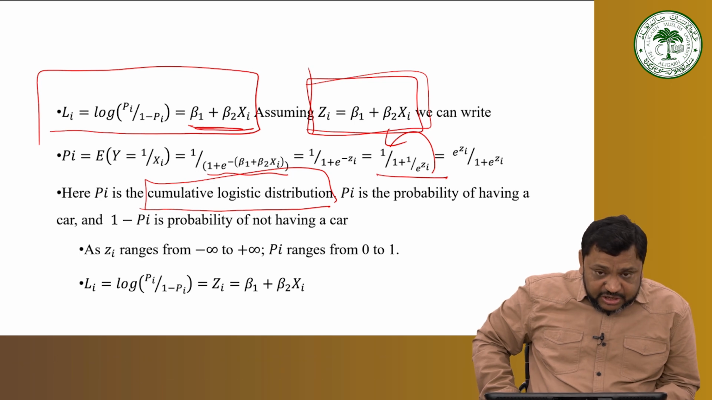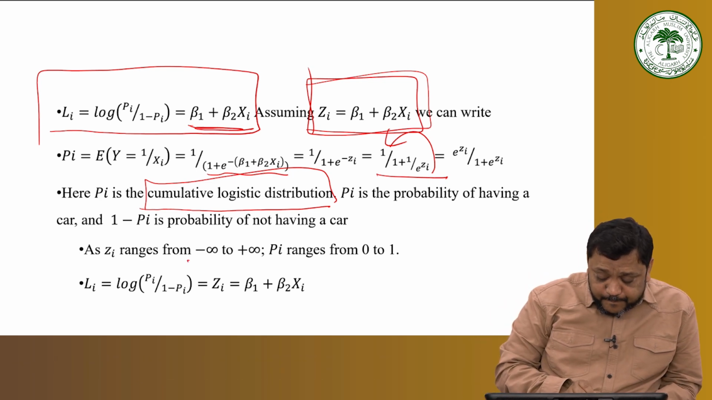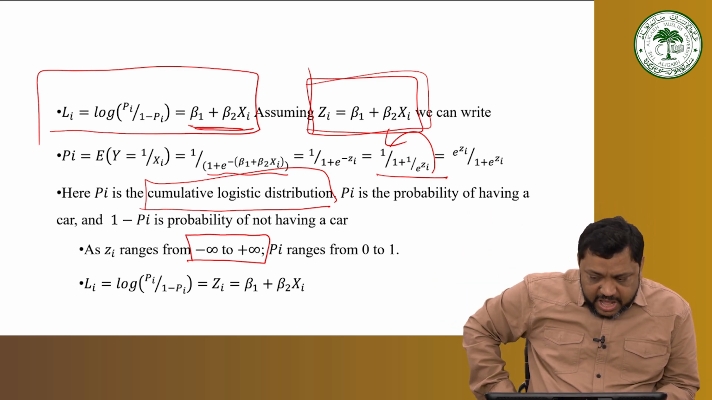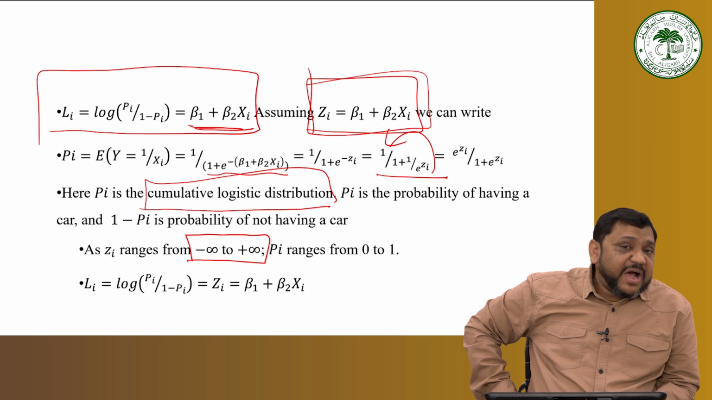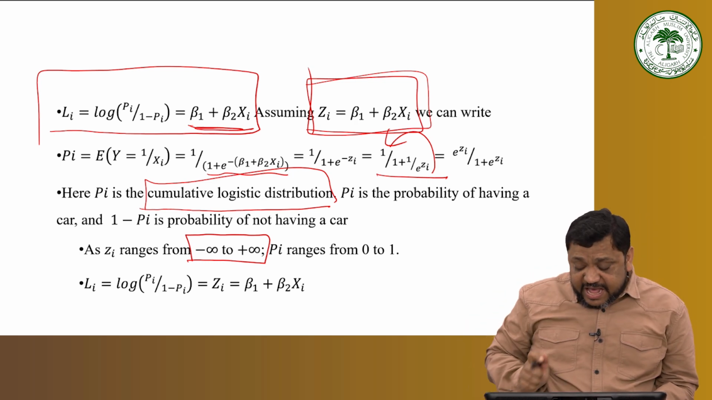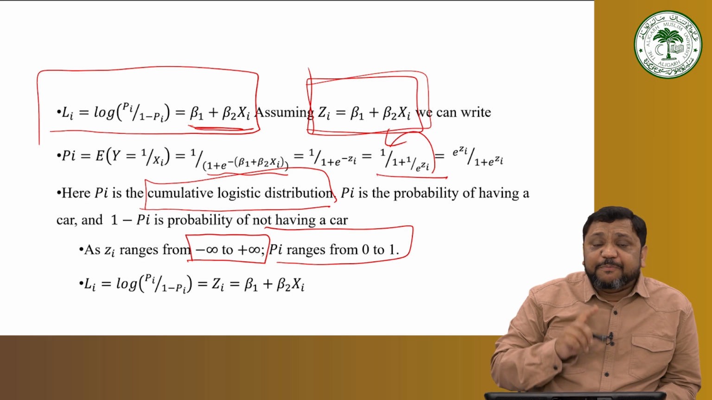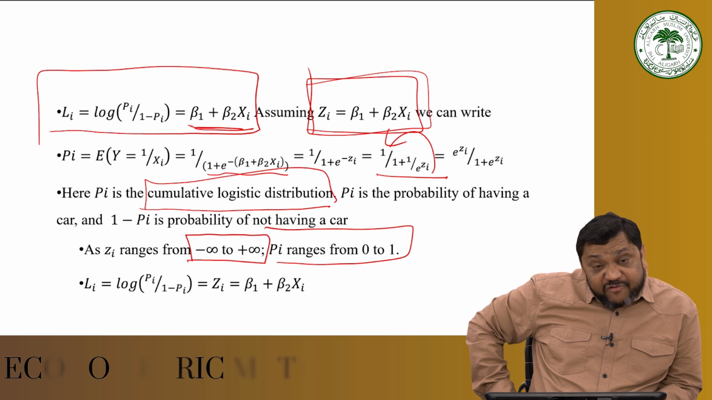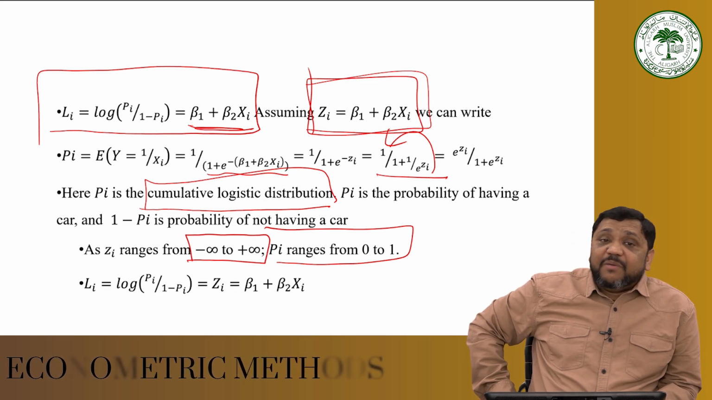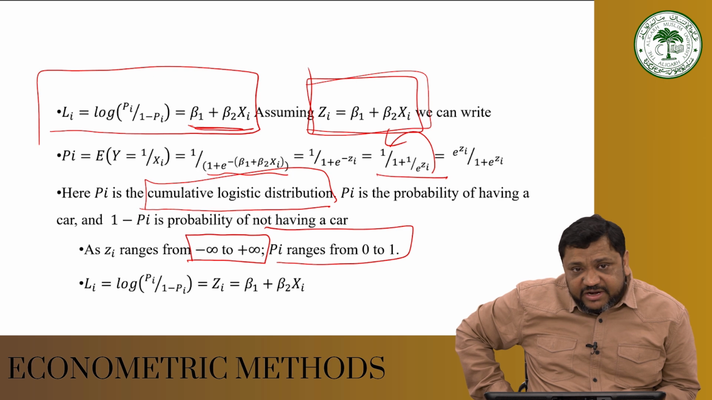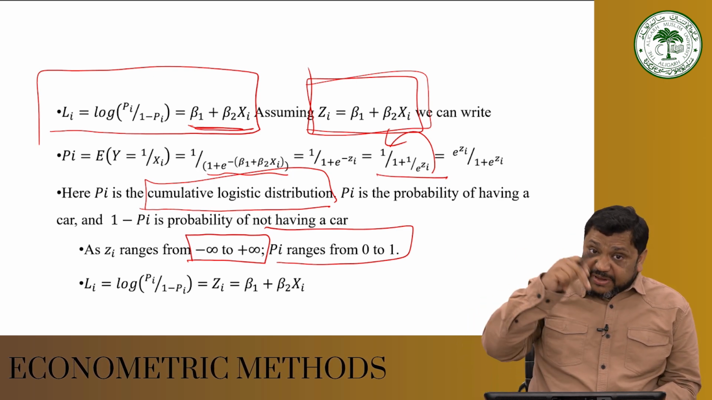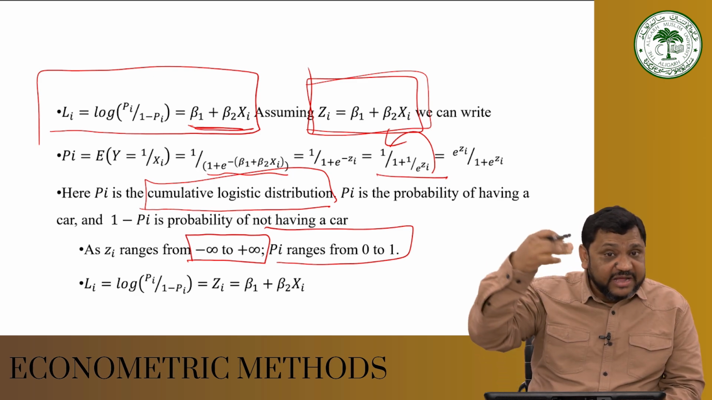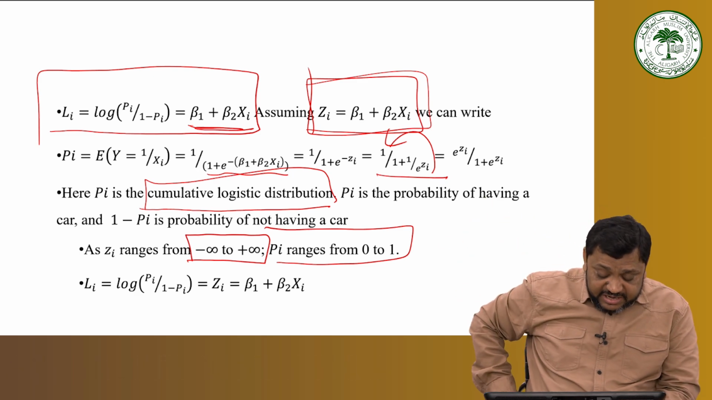Now we see the things. Zi ranges from minus infinity to plus infinity, and so in that case my Pi ranges from 0 to 1. Zi can assume any of the values, but Pi ranges from 0 to 1. That is the condition we have in our mind. Probability can never be more than 1, and probability can never be less than 0.